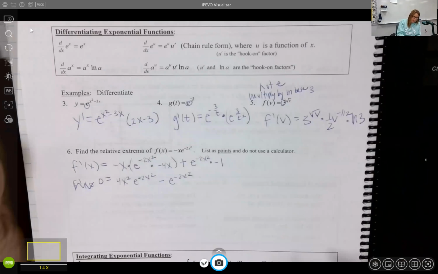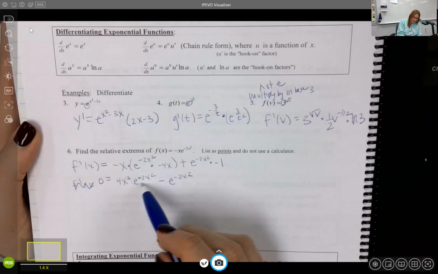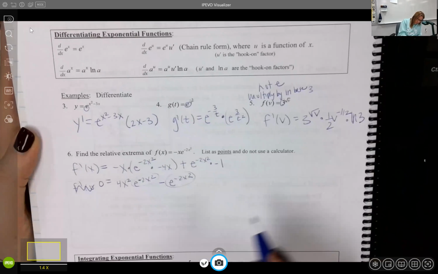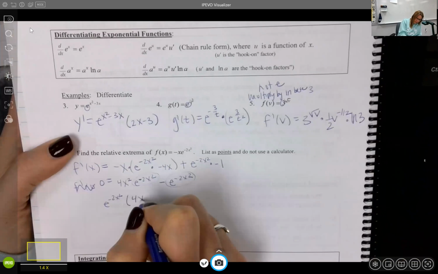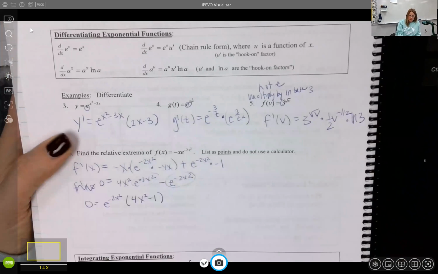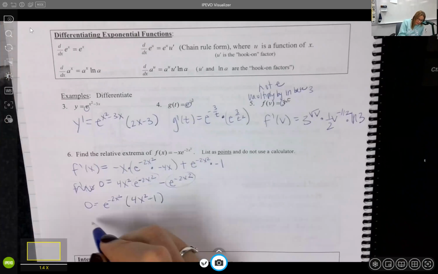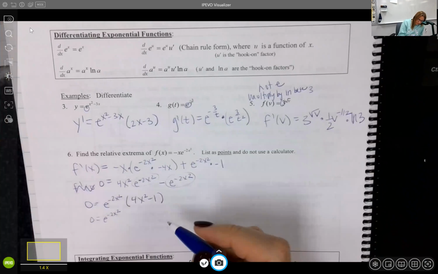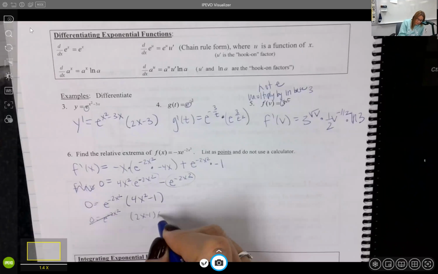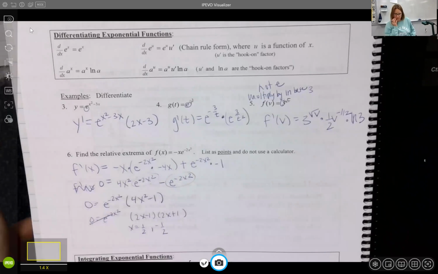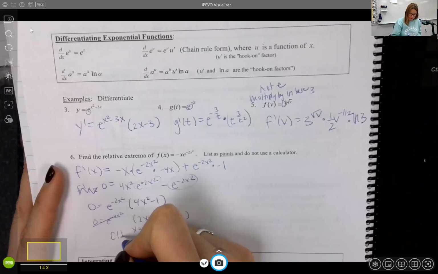If I have to set this equal to 0, I have to try to factor. So I'm going to see that this and this are the same. So let's pull out e to the negative 2x squared and leave 4x squared minus 1. Okay, I set both of these equal to 0. Notice that 0 is an asymptote of e, so this is never going to happen. And this will be positive a half and negative a half. Okay, so these are our critical numbers.